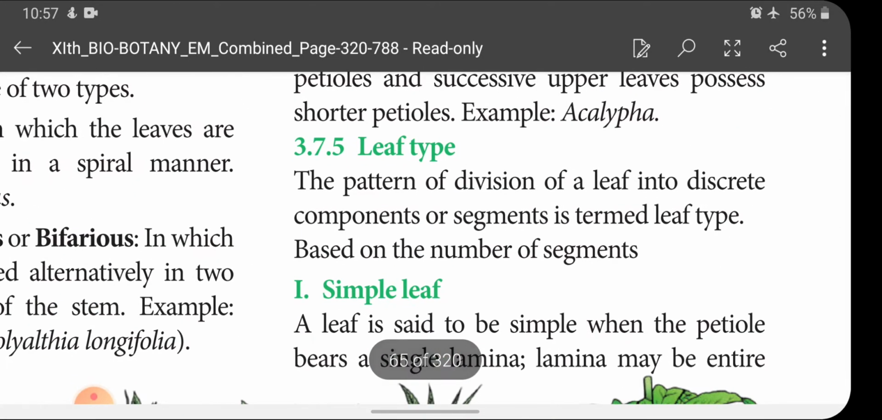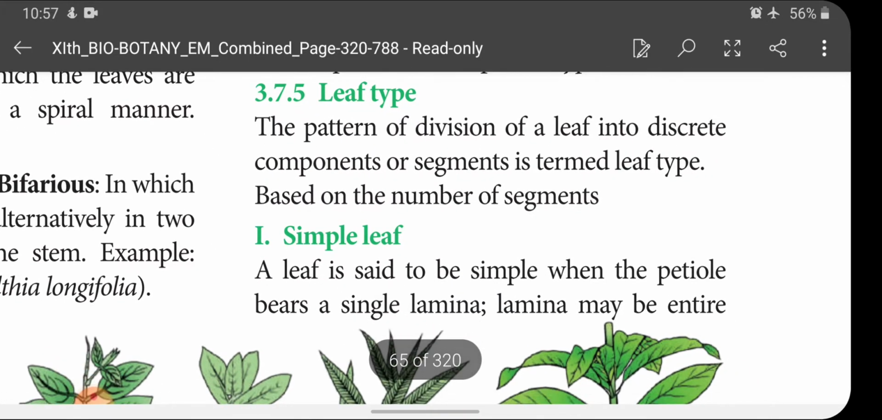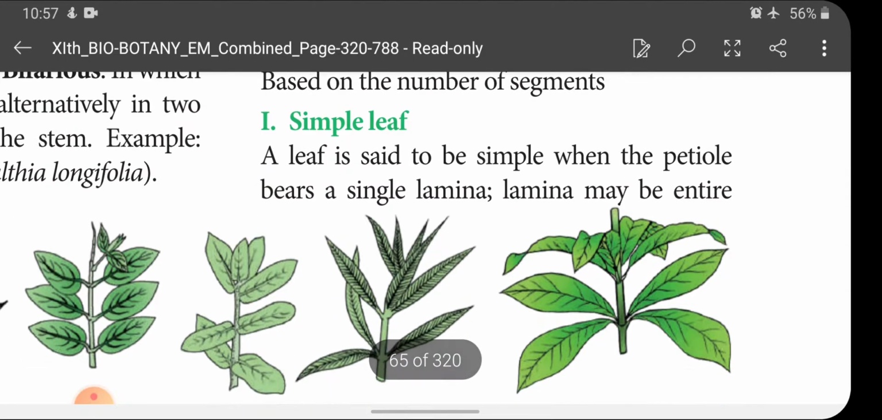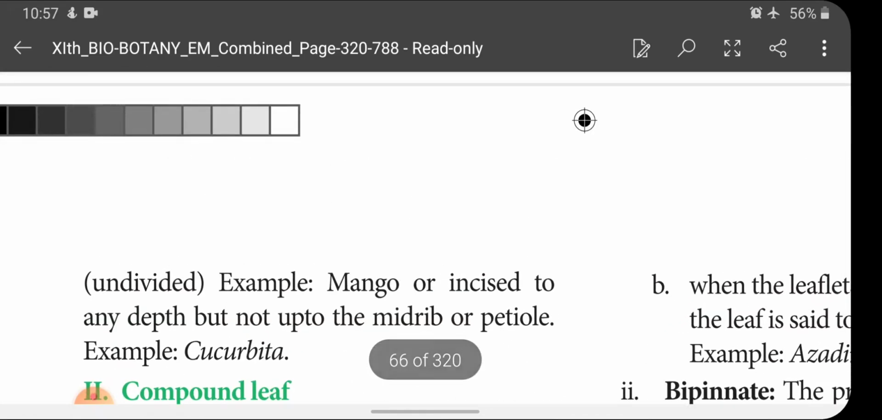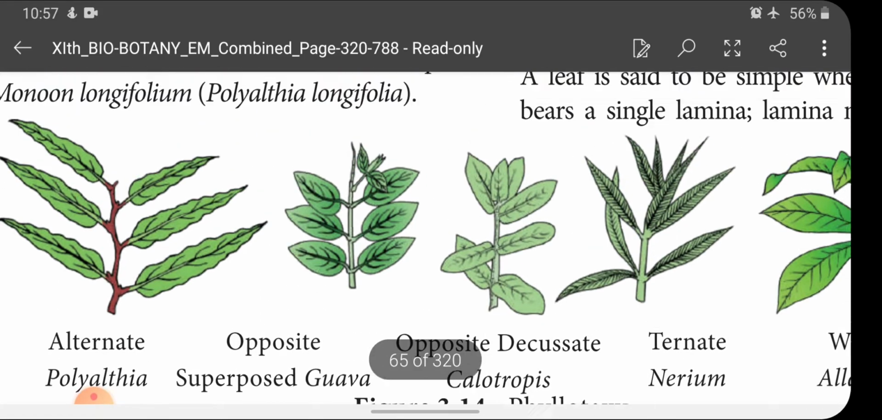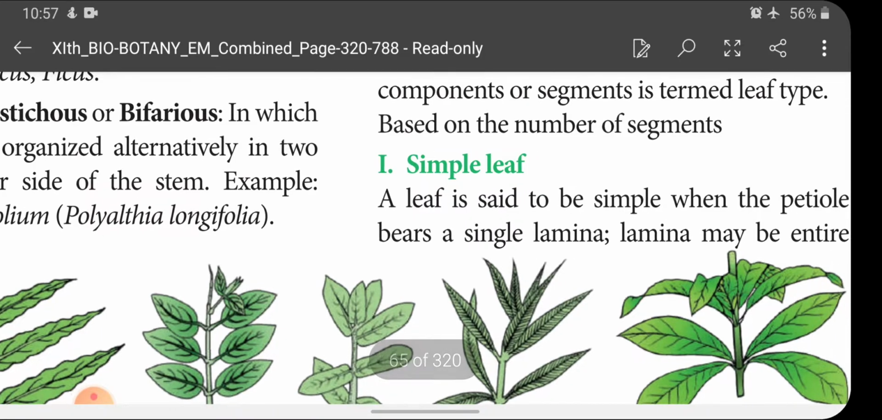Acalypha. Then leaf type. The pattern of division of leaf into discrete components or segments is termed as leaf type. Based on the number of segments, the leaves are classified into simple leaf and compound leaf. Okay. And there are different types in both the simple and compound leaf.